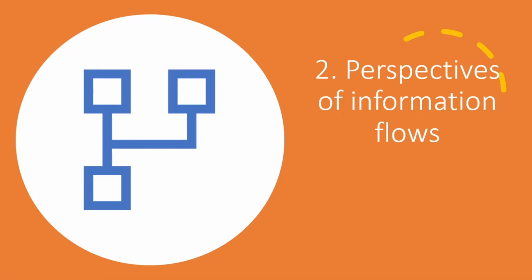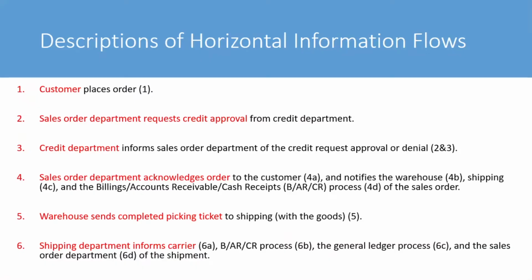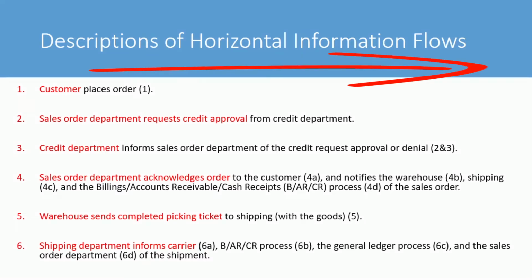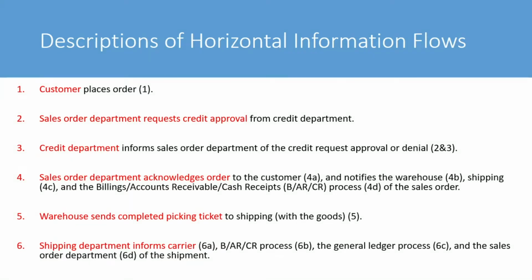The perspectives of information flows. One perspective of information flow is the horizontal information flow, in that there's customer, then sales order department, credit department, then back to the sales order department, then warehouse department, shipping department.